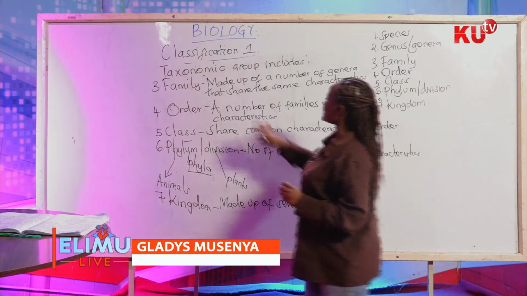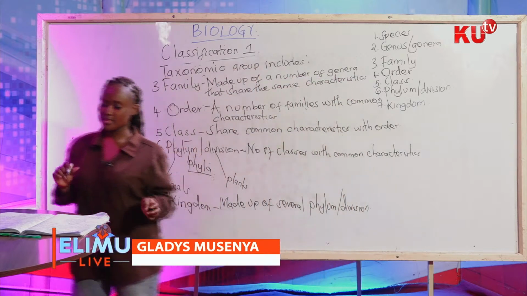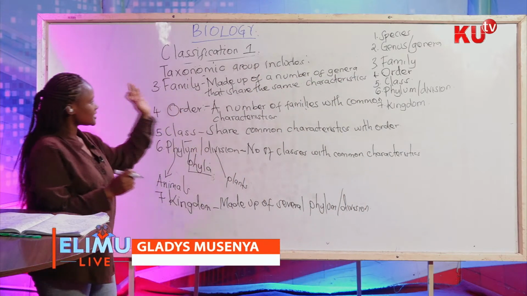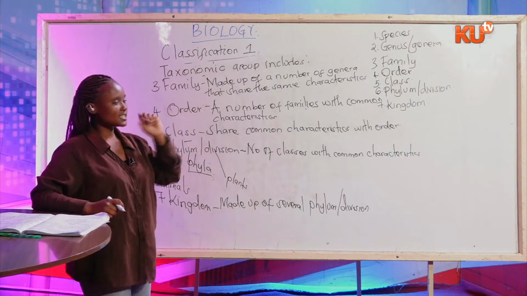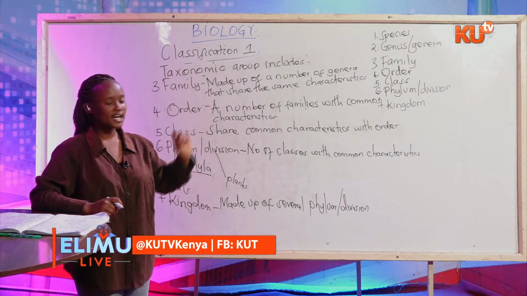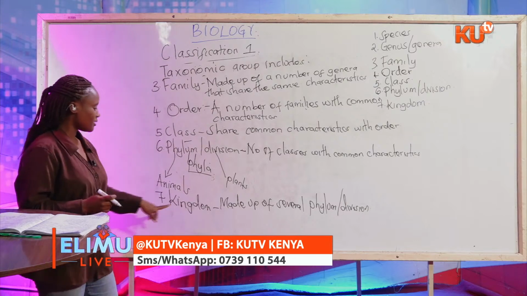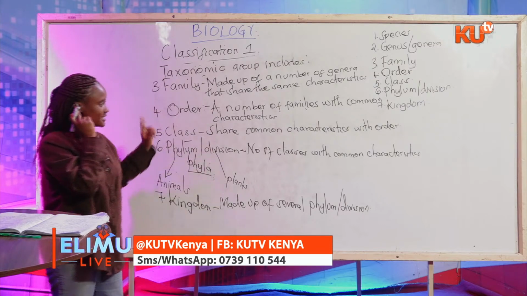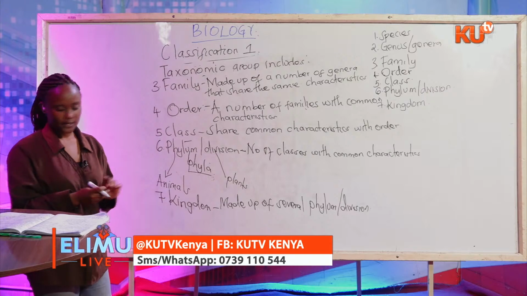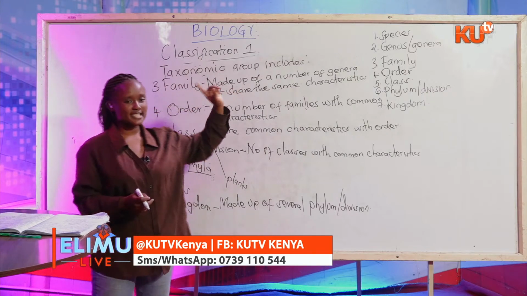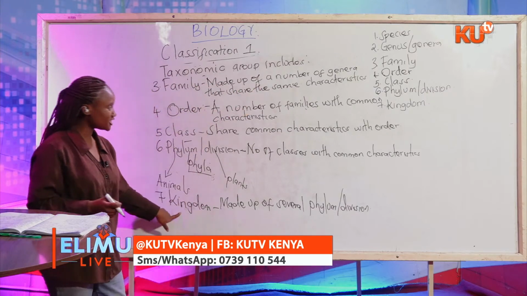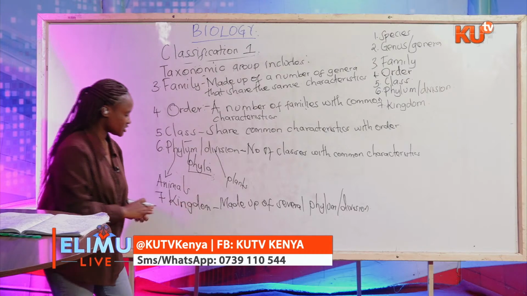So this is the taxonomic group. They include the species, the genus, the family, order, class, phylum (or division), and then the kingdom. This is the largest taxonomic group unit. Species is the smallest unit, and then kingdom is the largest unit.